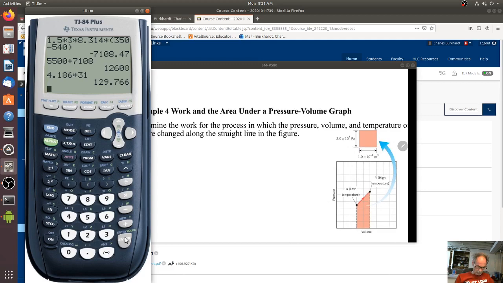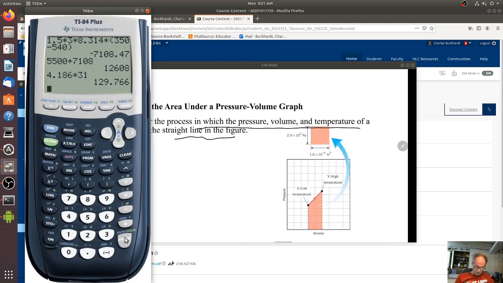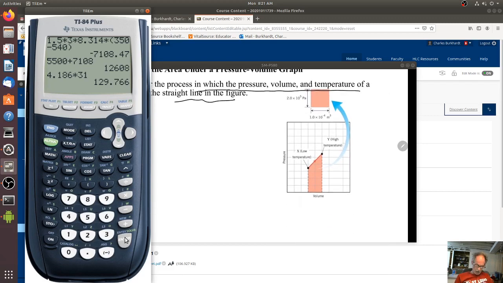Determine the work for the process in which the pressure, volume, and temperature of the gas are changed along the straight line in the figure. Okay, so the work is equal to the area underneath this whole curve. So I'm going to break this curve up into a rectangle and a triangle.